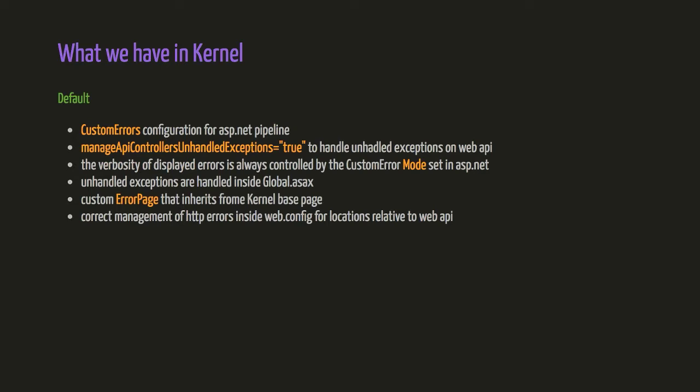In Kernel, we already have some great things, such as, by default, the custom errors configuration for the ASP.NET pipeline, and the manage API controllers unhandled exceptions set to true to handle unhandled exceptions on Web API. The verbosity of displayed errors is always controlled by the custom error mode that is set in ASP.NET. Unhandled exceptions are handled inside the Global.asax.